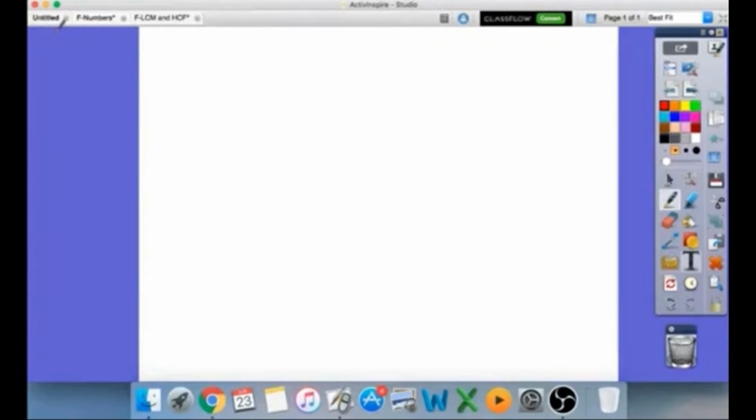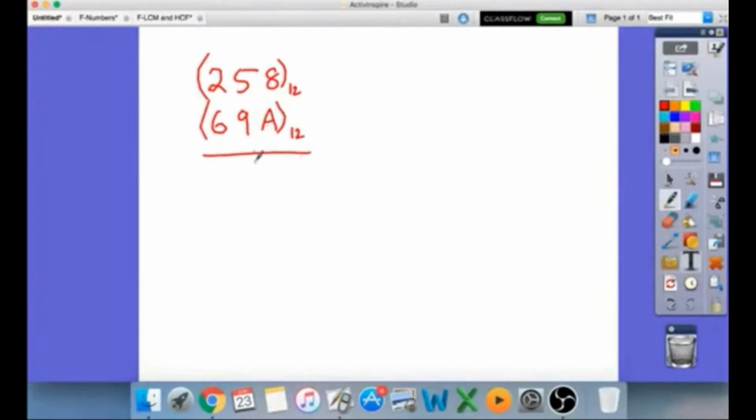See, I'll do one more calculation here. It'll make things easier for you, okay? Let's add 258 and 699A, okay? This is in base 12 and this is in base 12. And we want the answer in base 12, okay? Let's see. 8 plus A, what is the value of A? A is 10. So 8 plus A, 10, this is a total of 18. 12 goes as carry, you're left with 6.